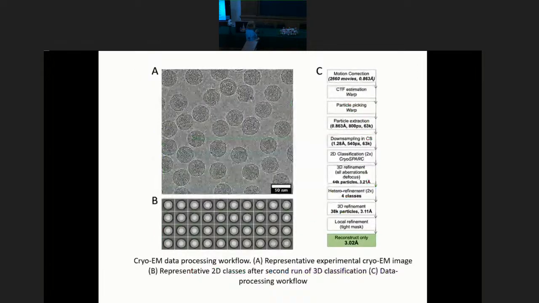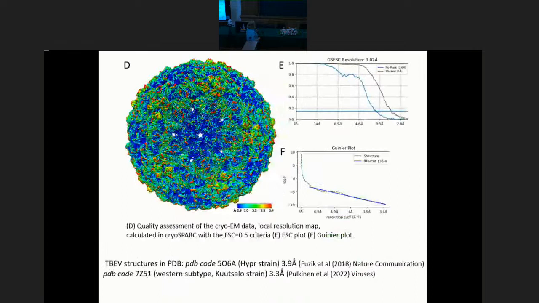And here's a representative image of Cryo-EM denoising and the workflow of processing. And finally, we had 3.02 angstrom resolution. Here is a local resolution map and a linear plot and FSC plot.